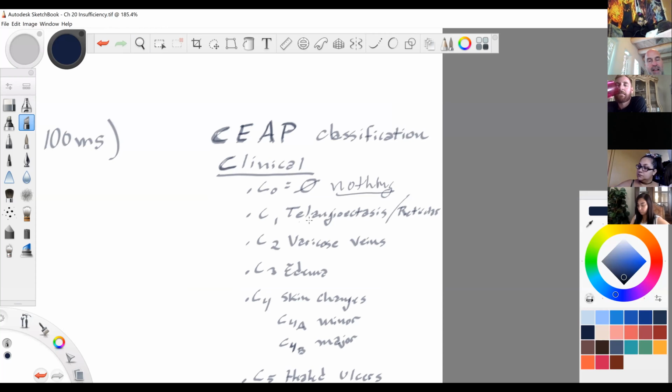C1, telangiectasis or reticular veins. A lot of us have those, and it doesn't necessarily mean we have underlying problems. Like I have them in my feet just a little bit. I'm not exactly worried about it. But if you have them considerably around your legs, then maybe. C2, varicose veins. See, we're at varicose veins and we're only at C2, which tells you that it gets a lot worse. C3, edema.